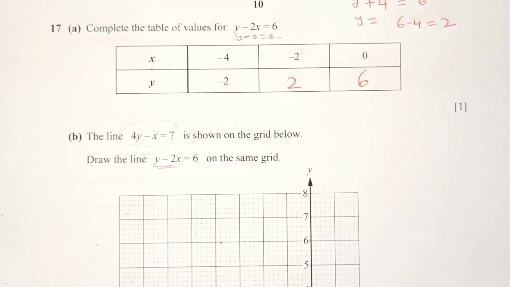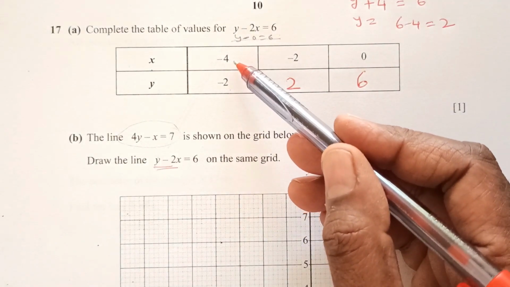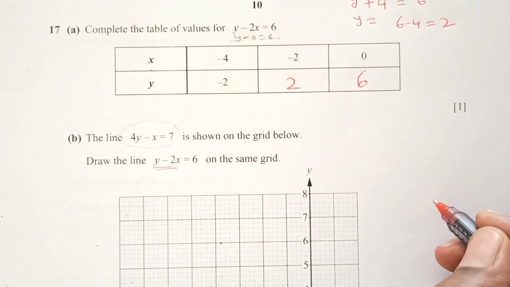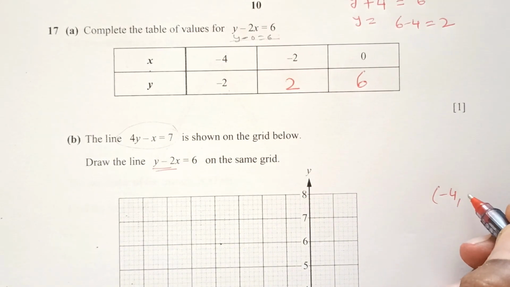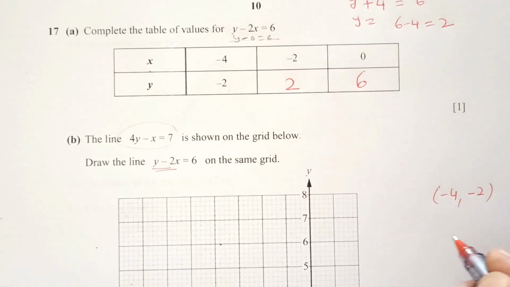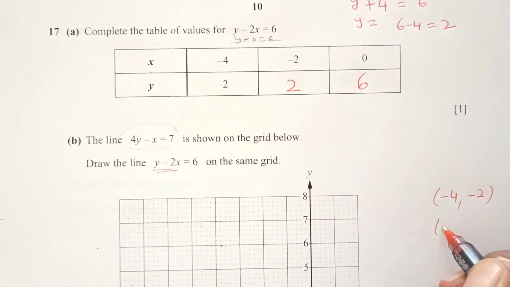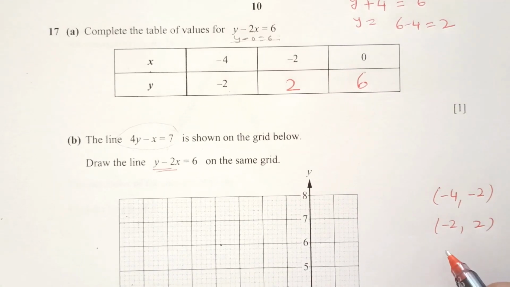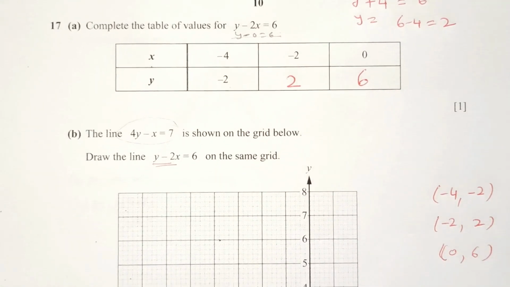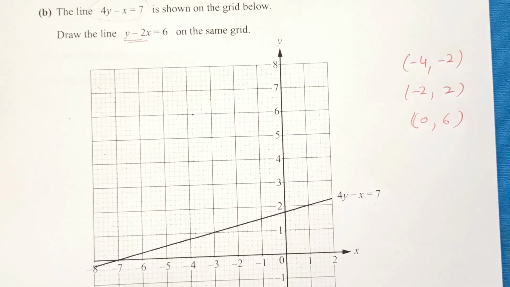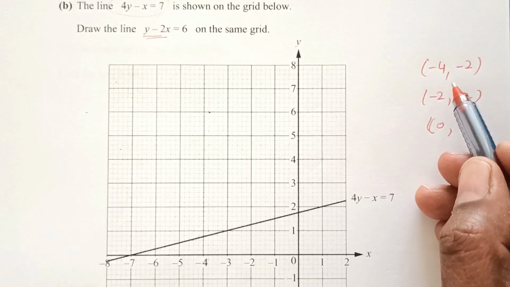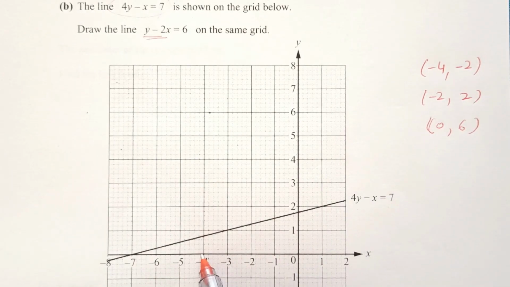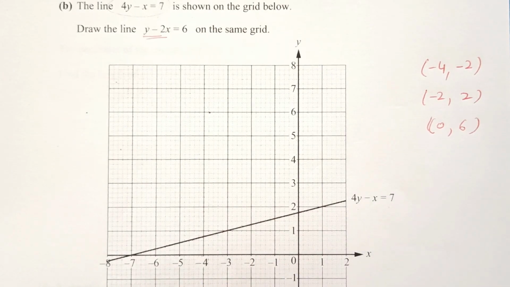So the first one, when x is negative 4, y is negative 2. Let me write it down here: x negative 4 and y negative 2. The second point is negative 2 and 2, then 0 and 6. Make sure that your first value is x. Now let's plot them. Negative 4 and negative 2 is on this side.